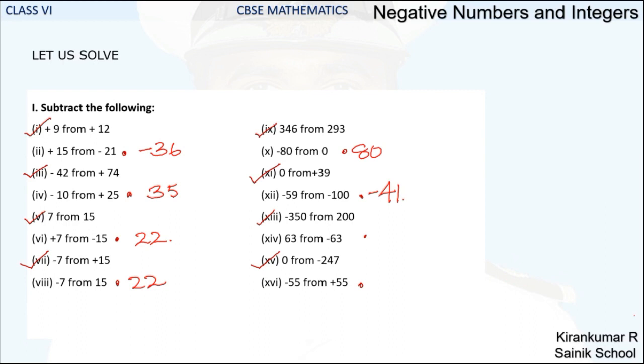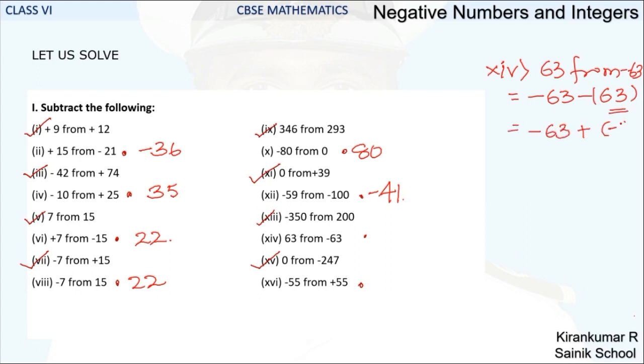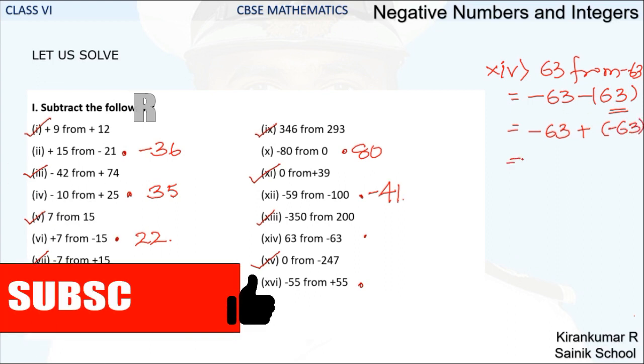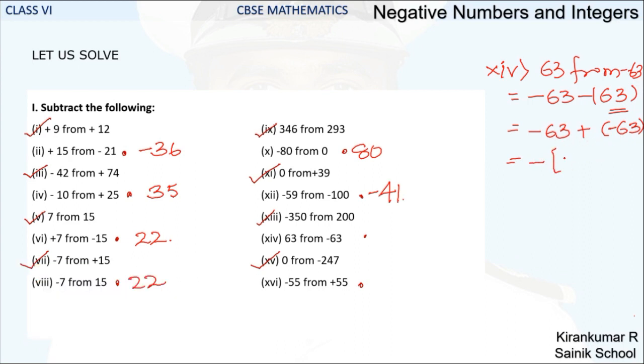Now question 14. We need to subtract 63 from negative 63. So it is written as negative 63 minus 63. This minus, I need to change as an addition question. So adding, I'll change the sign. So these are like integers. So the minus sign should be retained and we need to add the absolute values. 63 plus 63 is 126. So negative 126 is the answer for the 14th question.